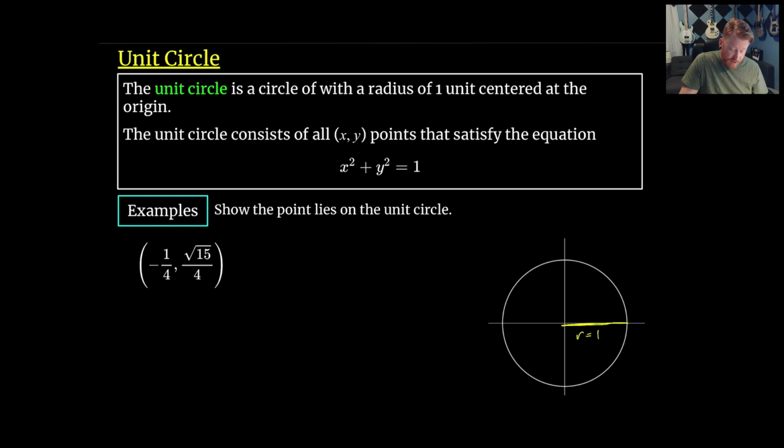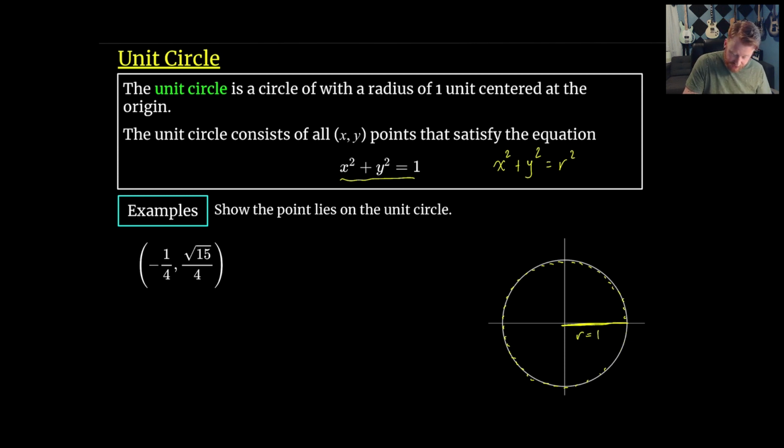But the unit circle consists of all xy points that satisfy the equation x squared plus y squared equals 1. You might be familiar that the equation for a circle in general is x squared plus y squared is equal to the radius squared. Here our radius is just 1, and 1 squared is just 1, so that simplifies to just 1. So what we're saying here is that any of the points that lie on this circle satisfy this equation. Circles are just all of the points that satisfy this equation.